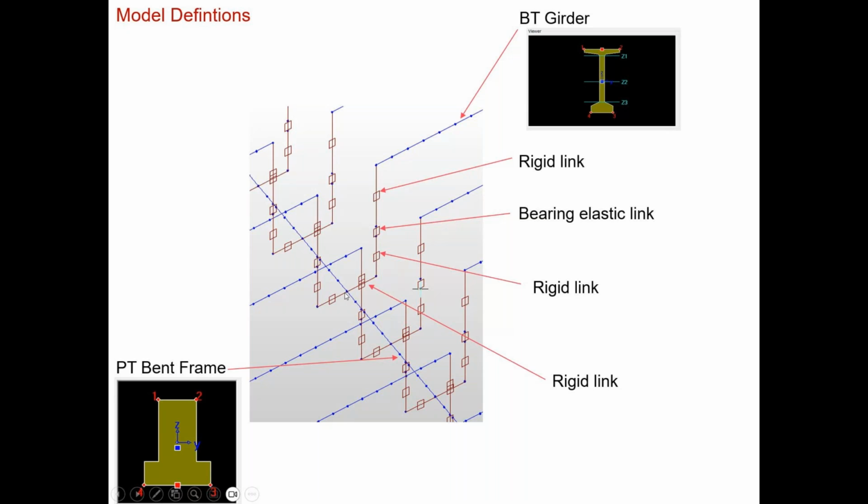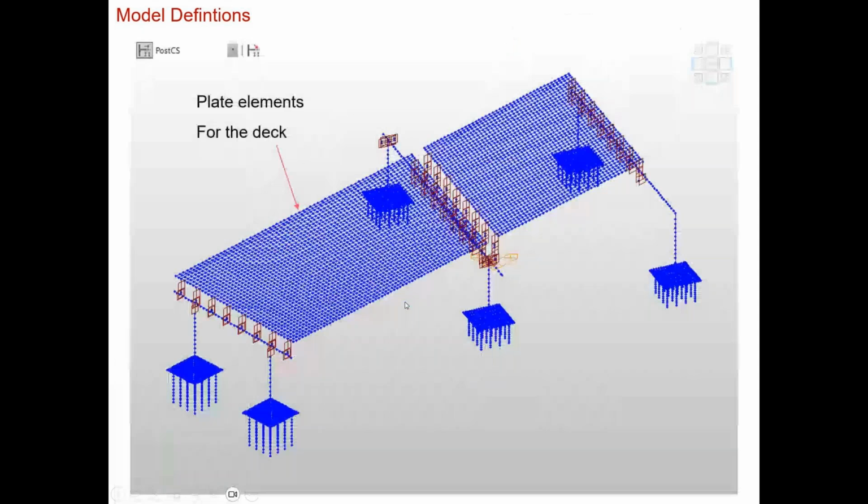And then we have another rigid link that connects those nodes to the bent. So this way we have a connection developed between the bulb T and the post-tension bent. Also for clarity, we still model the deck here using plate elements.